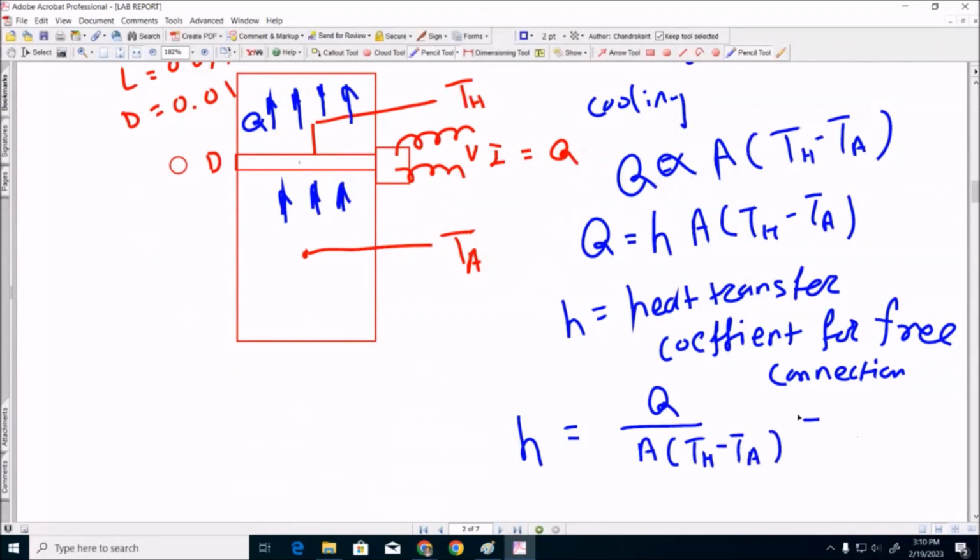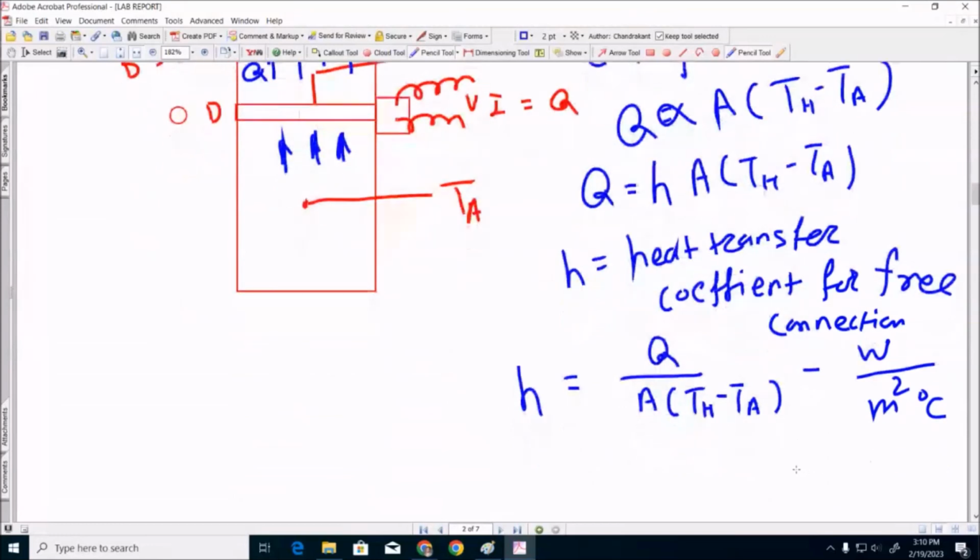The unit of this: Q is in watts, area is in meter square, and temperature is in degree centigrade. So watt per meter square degree centigrade is the unit of the heat transfer coefficient. Today we are going to find that by experiment, so it is called experimental, and theoretically also.